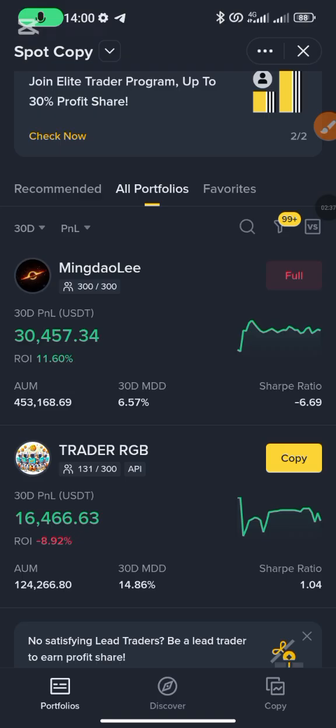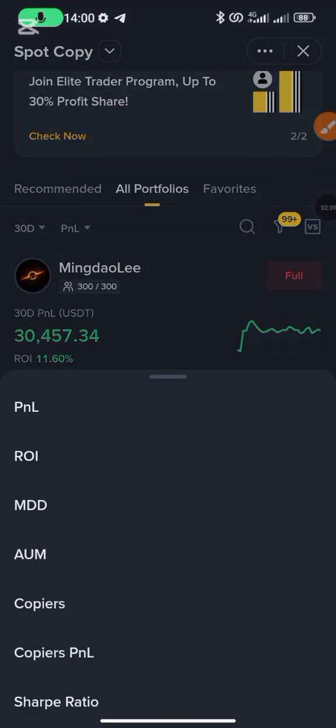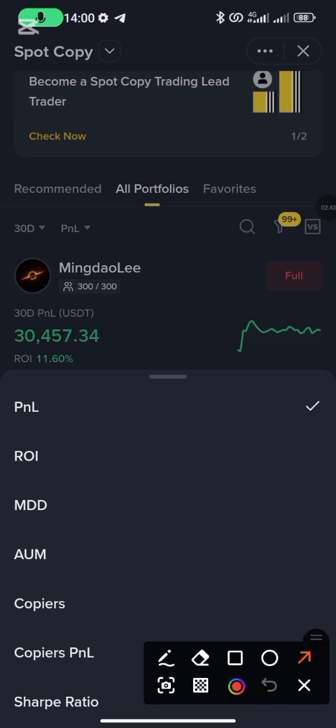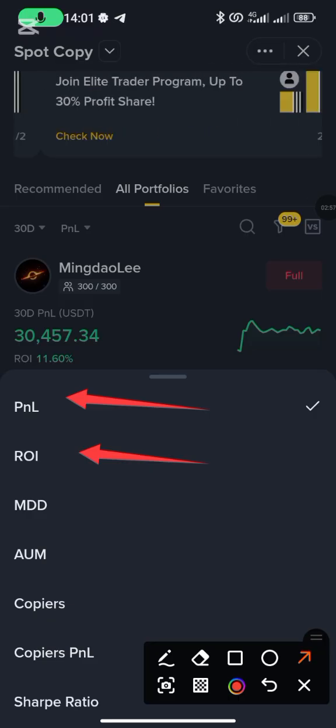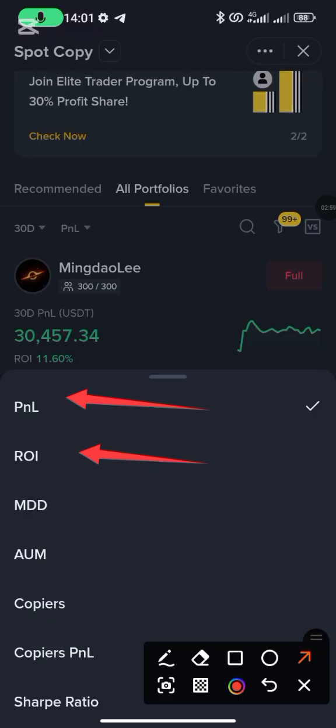Now there are also different categories by which you can filter this. So when you click on this PNL, you will see a whole lot of categories that you could use to filter them. For instance, the first one here says PNL, which shows the profit and loss margin that this person has made within the last 30 days. So when you sort based on ROI, you are sorting based on the return on investment. The person that has brought more returns than every other person will be at the front, while the other ones will be at the bottom.